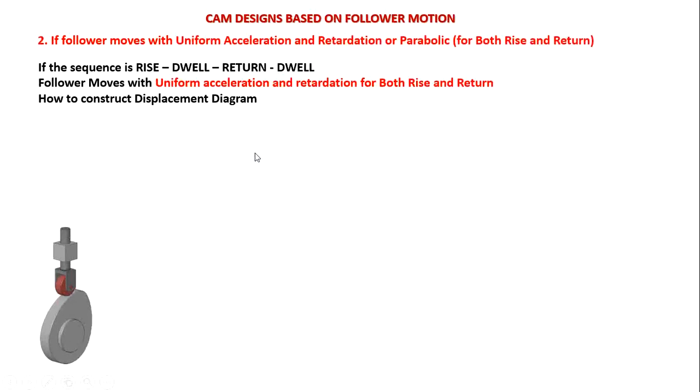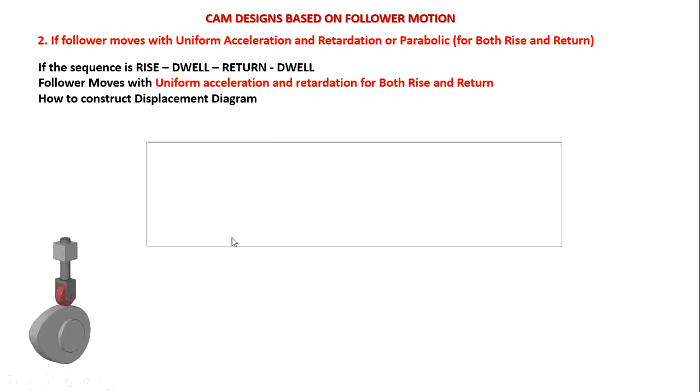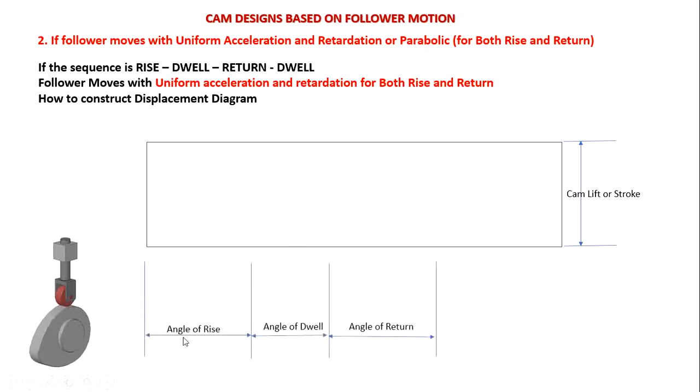Now we'll go to the second category: if the same follower moves with uniform acceleration and retardation, or parabolic motion, for both rise and return. The first few steps remain the same. As usual, we draw the rectangle for the cam lift height and the length as the angle of rise, angle of dwell and angle of return given. This length represents the angle of rise converted into length, here the angle of dwell converted into length, and similarly the angle of return converted into length.